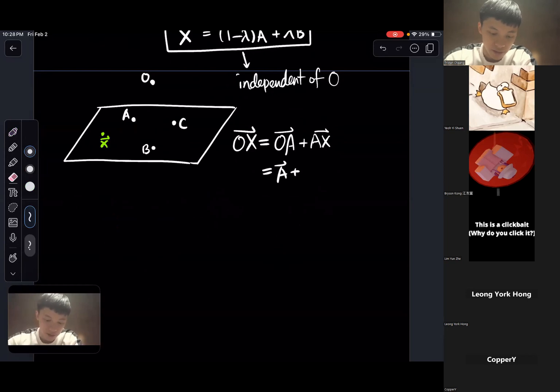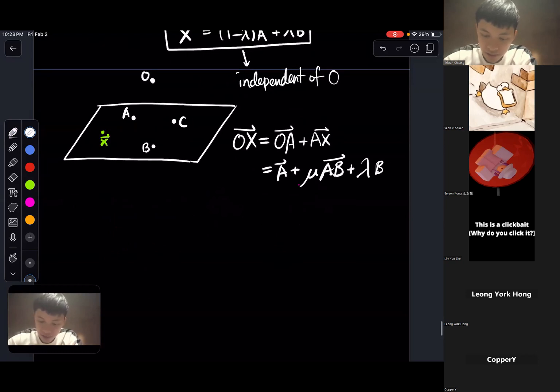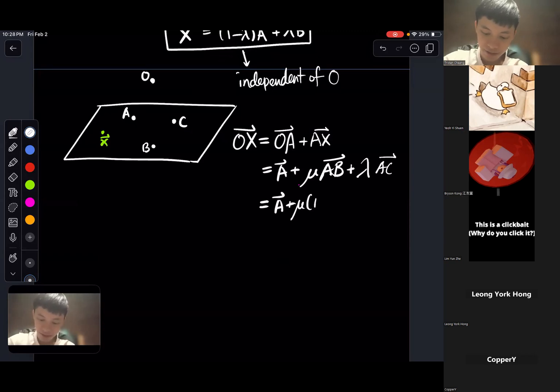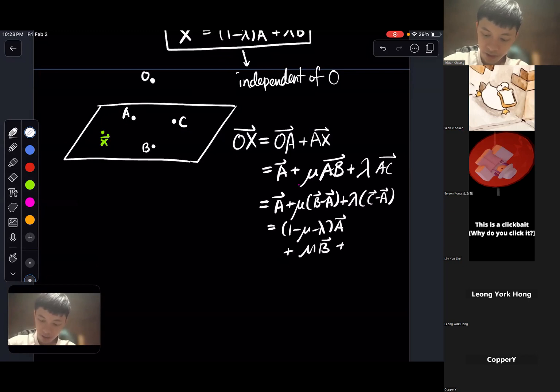So we can always write AX as a linear combination of, let's say, AB and AC, doesn't really matter. But let's put everything in terms of with respect to A. So if you expand this, it's B minus A plus lambda times C minus A. Well, we can get (1 minus mu minus lambda) A plus mu B plus lambda C. So again, it will be a linear combination of A, B, and C, where the three numbers add up to 1. Right?